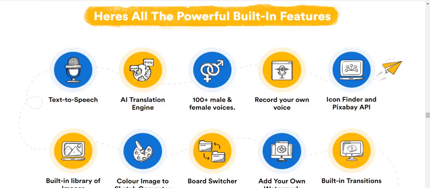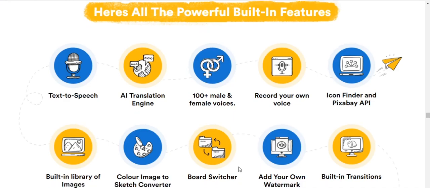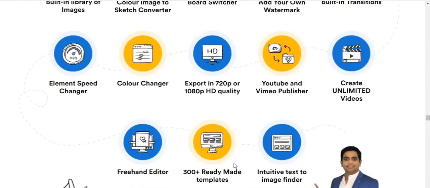Then color image to sketch converter. Then board switcher. Then insert your own watermark. Then built-in transitions. Then element speed changer. Then color changer. Then export in 720p or 1080p HD quality. Then YouTube and video publisher. Then create unlimited videos. Then freehand editor.